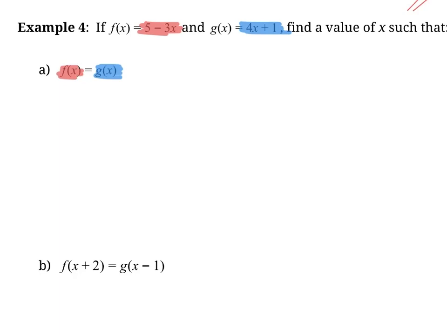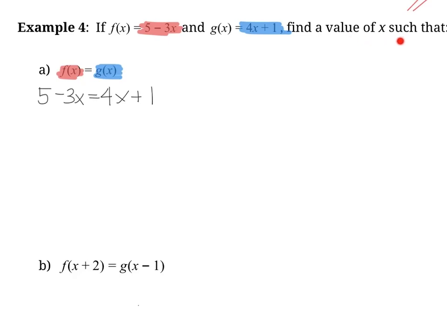We know f of x is equal to 5 minus 3x, and g of x is equal to 4x plus 1. So let's substitute. Instead of f of x, I'm going to write 5 minus 3x, copy the equals, and instead of g of x, I'm going to write 4x plus 1. And now, just use your grade 9 and grade 10 skills and solve this thing.